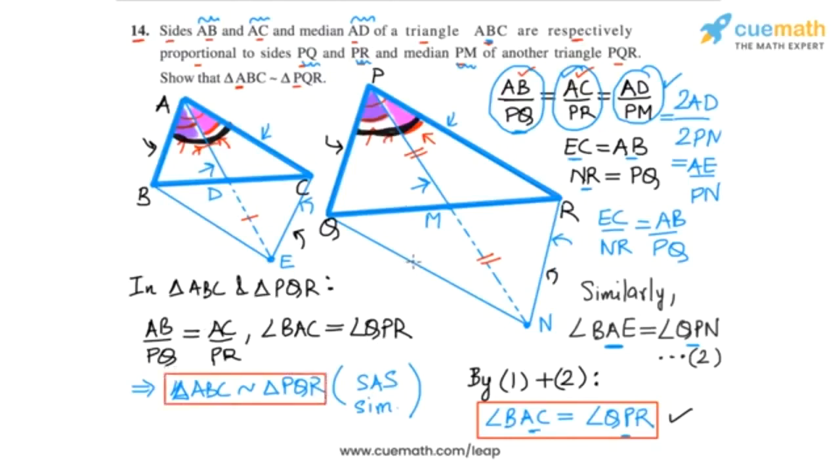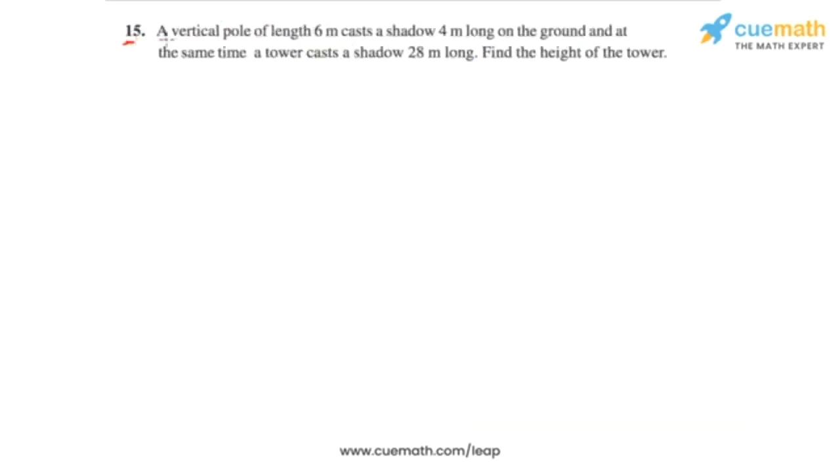As you can see, this proof involves a number of steps. So go through it once again if you need to, to make sure that you have fully understood it. And I also recommend that you work it out completely on your own once again. Okay, so that completes question number 4. It says a vertical pole of length 6 meters casts a shadow 4 meters long on the ground, and at the same time a tower casts a shadow 28 meters long. Find the height of the tower.